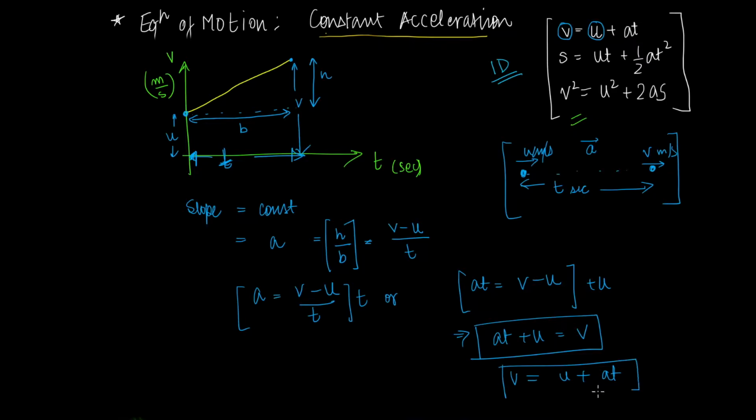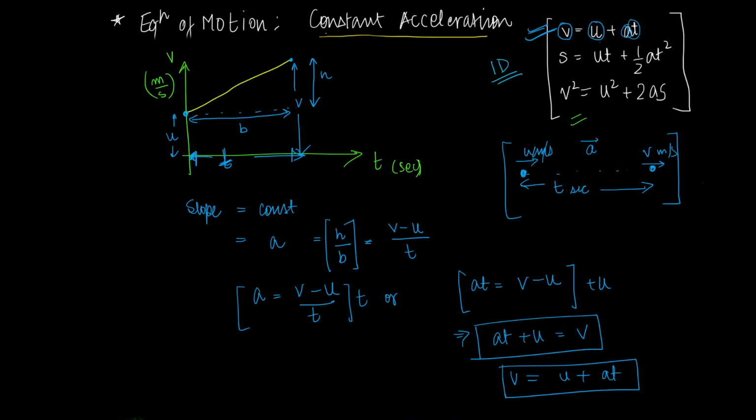Now this is the equation that represents the first equation of motion, which tells you that if you want to know the final velocity and you know the initial velocity, the acceleration and the time, you can just use this formula to evaluate the left-hand side of this equation. So there you have it, v equals u plus at is your first equation. And that came from evaluating the slope.